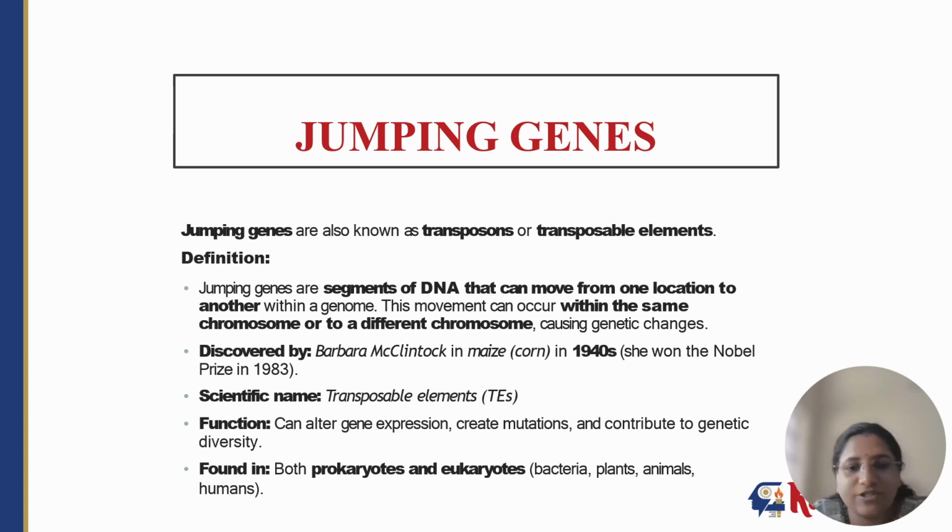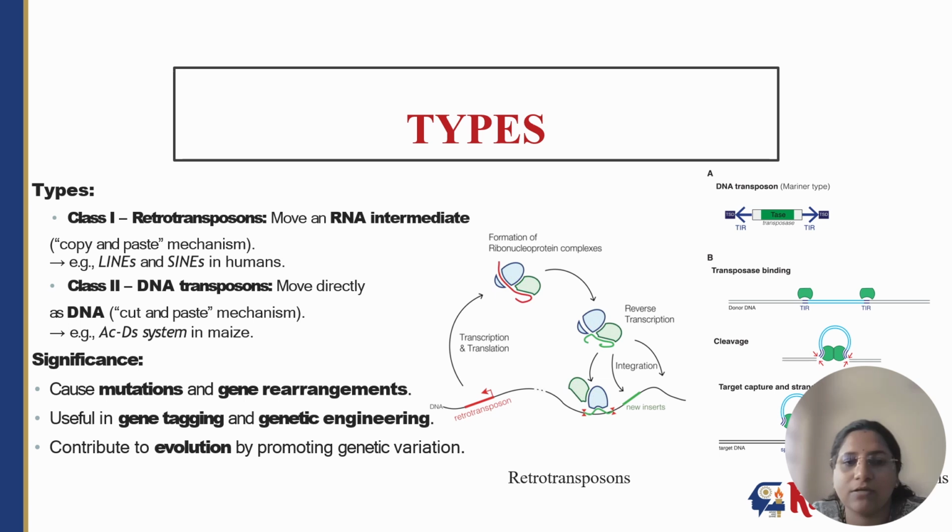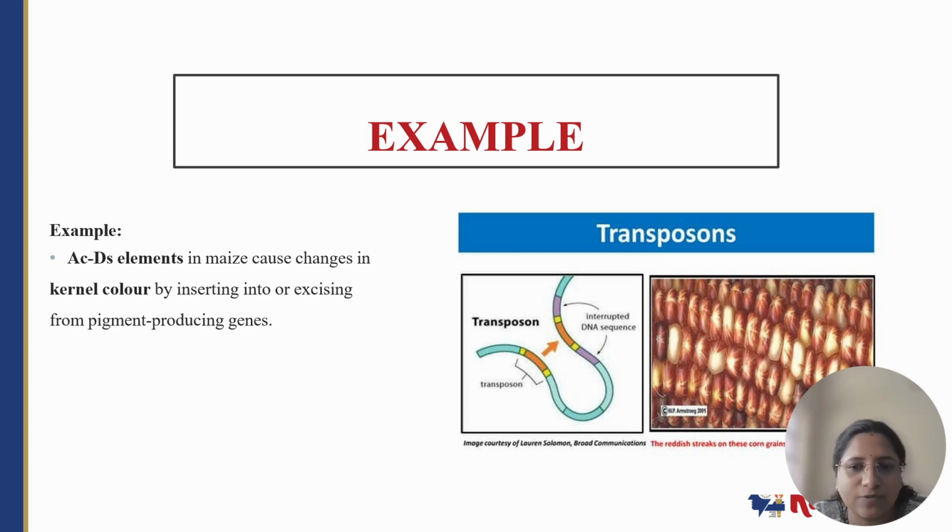The function of these jumping genes is that they can alter gene expression or create mutations and contribute to genetic diversity. They are found in prokaryotes as well as eukaryotes. There are class 1 and class 2 transposons, which are significant in causing mutations and gene rearrangements, useful in gene tagging and genetic engineering, and they also contribute to evolution by promoting genetic variation. An example is the Ac/Ds elements in maize, which cause changes in kernel color by inserting into or excising from pigment-producing genes.